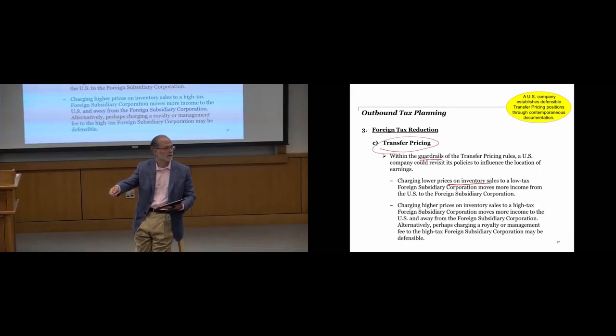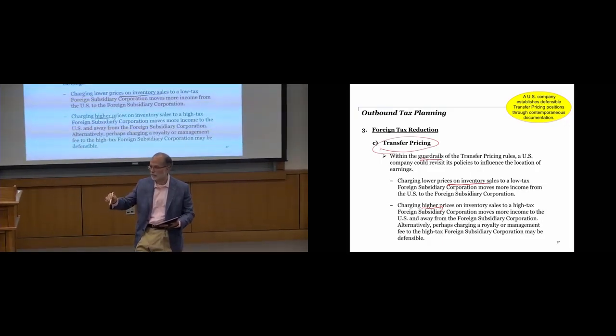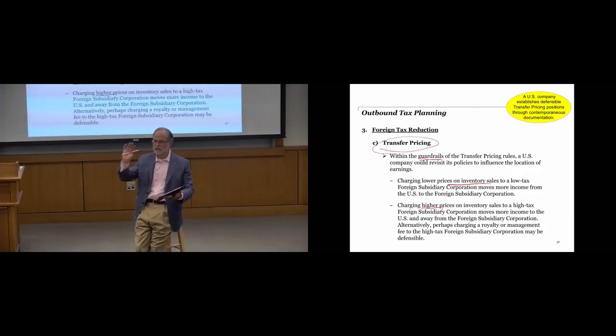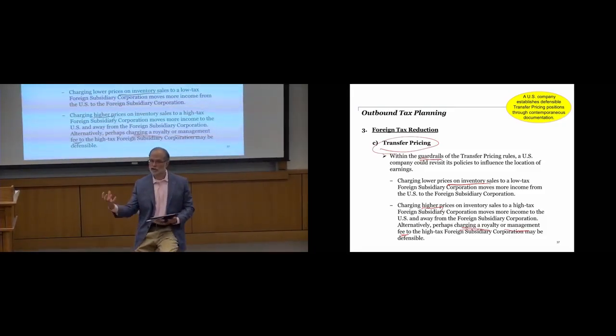Because they're going to unsell it and capture more of the system-wide profit there. Contrast that with charging higher prices on inventory sales to a higher tax foreign subsidiary corporation, Germany, which involves more income to the U.S. and away from that foreign subsidiary corporation. You could also think about charging a royalty or management fee to the high tax jurisdiction as well.